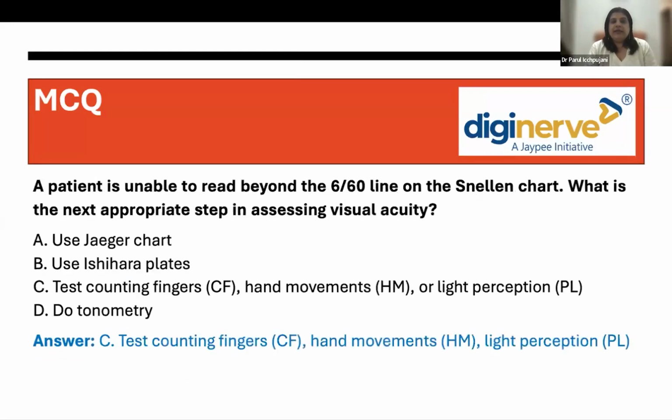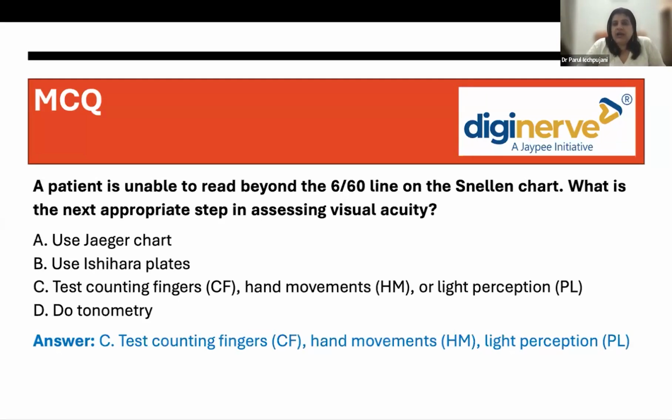Now, the next question is, if there is a patient and he's unable to read beyond the 6/60 line, that is the topmost big alphabet on the Snellen chart, what is the next appropriate step in assessing visual acuity? Will you use a Jaeger chart? Now, already I'm not satisfied with this distance vision assessment. Why will I use a Jaeger chart straight away? Jaeger chart is a near vision chart. I want to do something more with the distance vision assessment.